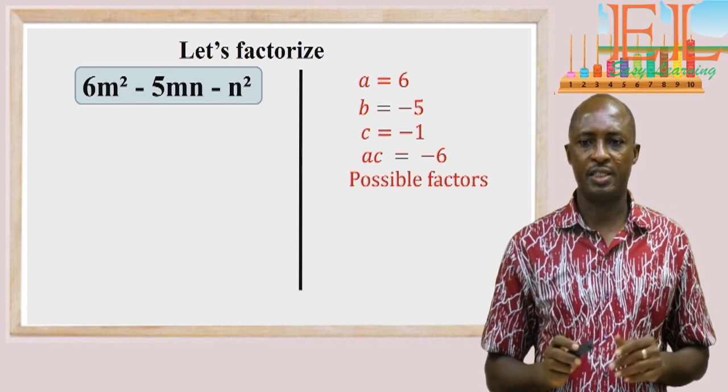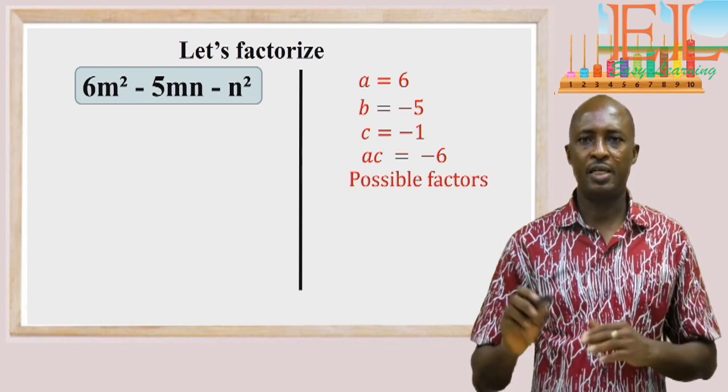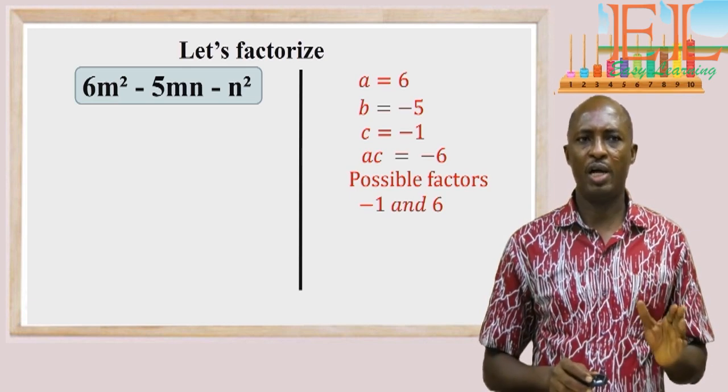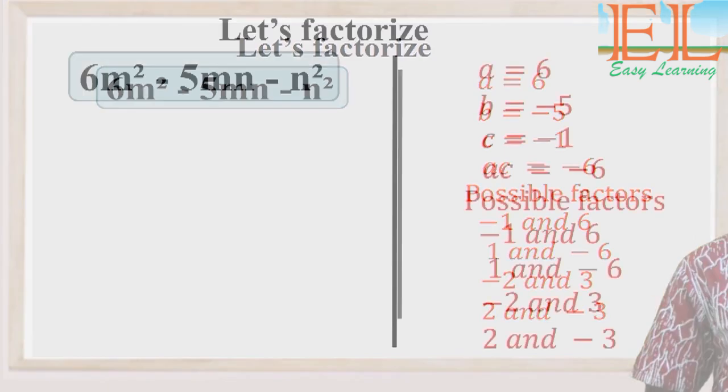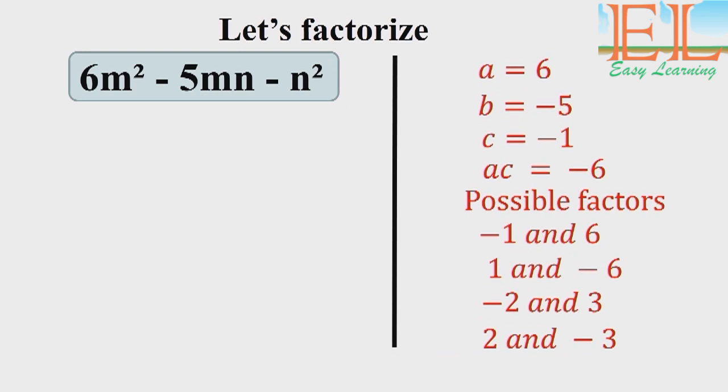Now let's look at the possible factors. Negative 1 and 6. 1 and negative 6. Negative 2 and 3. 2 and negative 3. Let's consider the first pair. They don't match. Negative 1 plus 6 is positive 5. The third pair, negative 2 plus 3, don't match. 2 and negative 3 are out. So the only pair is 1 and negative 6.